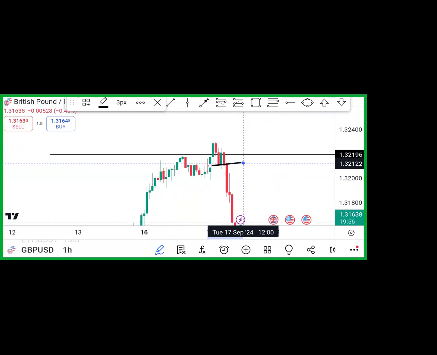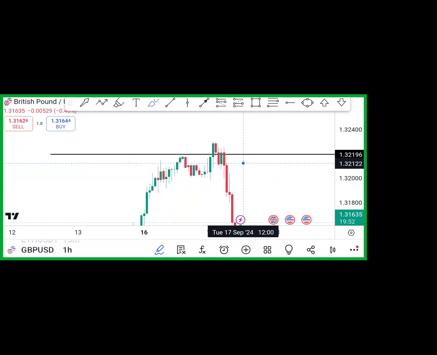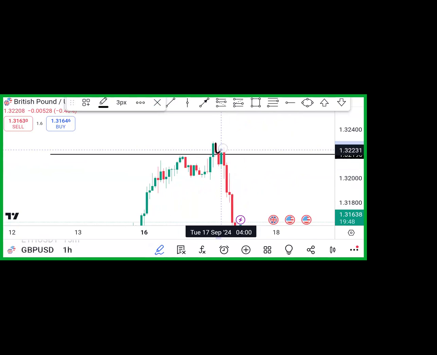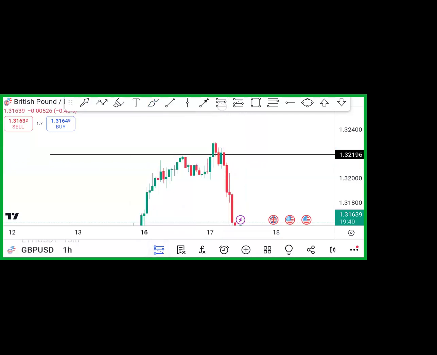Remember, it's the next candle, not the candle that came into that very resistance level. Once the candle comes inside, you want to make sure the next candle that is going to form, forms and closes inside this level. Then you take your short trade directly from there.